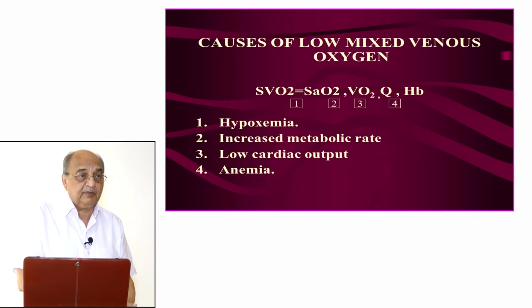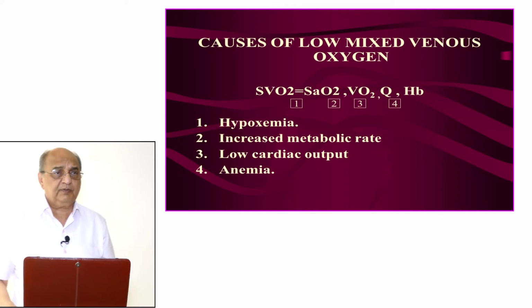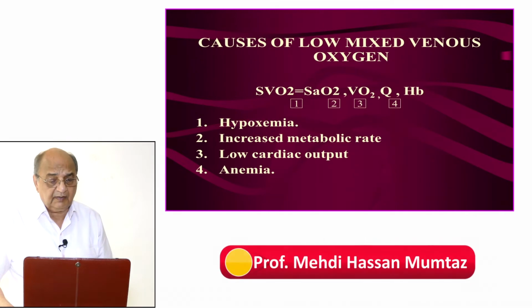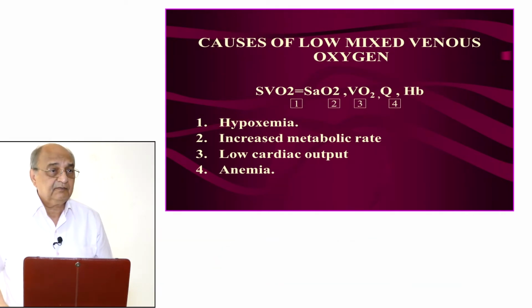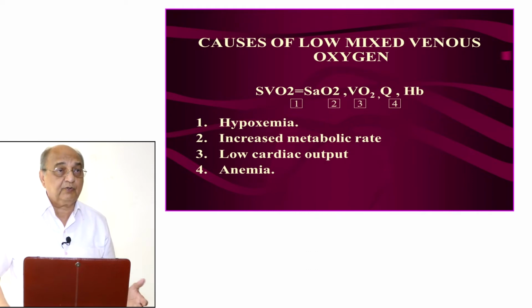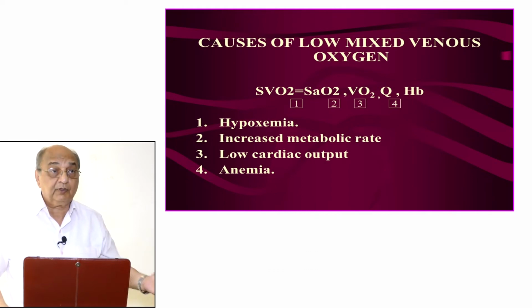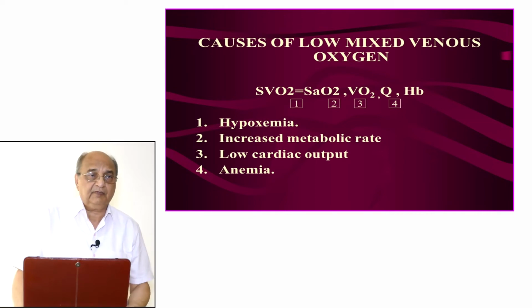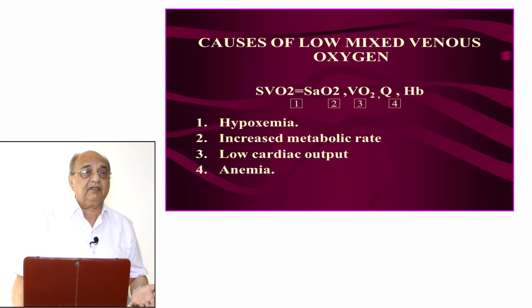If there is hypoxemia, try to find out what is the cause of hypoxemia, how we can treat it. Then if it is increased metabolic rate, why not give more oxygen to the patient? It means you are giving an inadequate amount of oxygen for that high metabolic rate. Then if it is low cardiac output, try to increase the cardiac output and find out what is the cause of reduction in cardiac output.